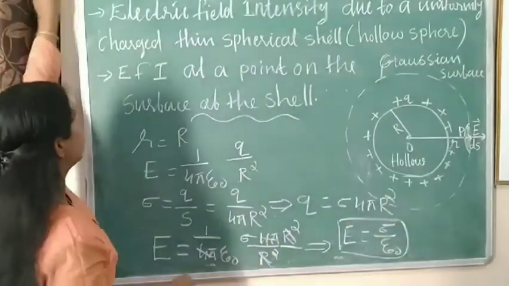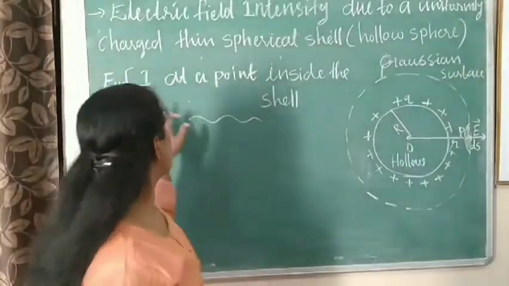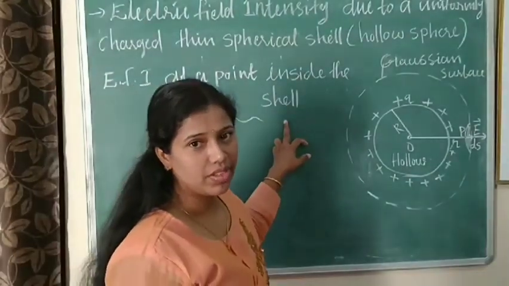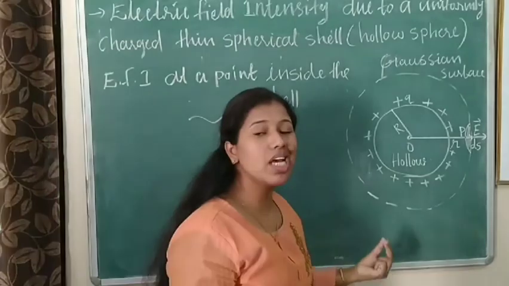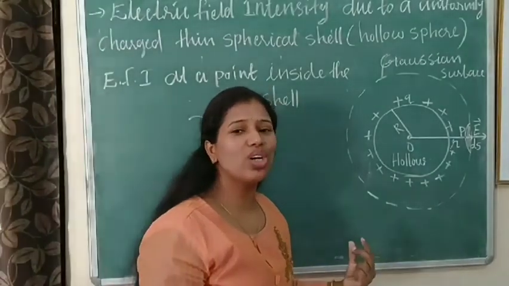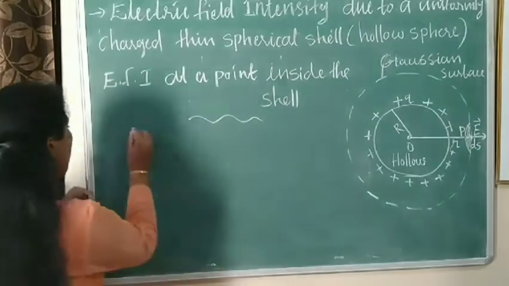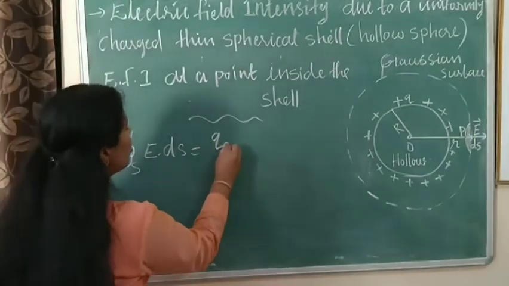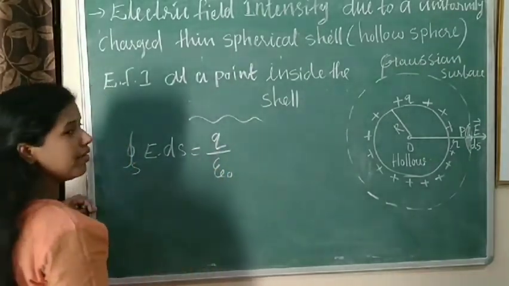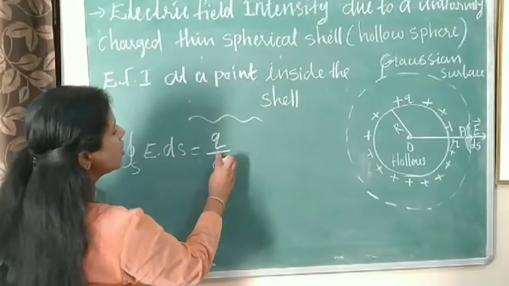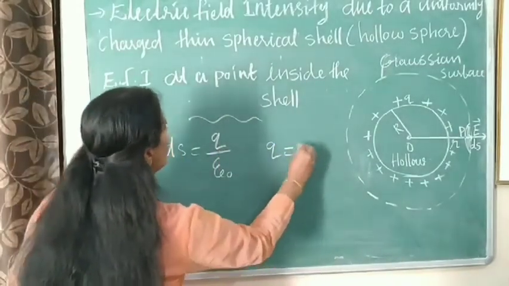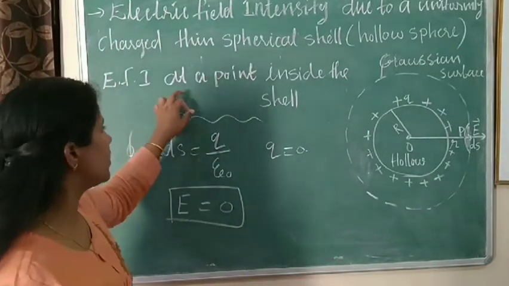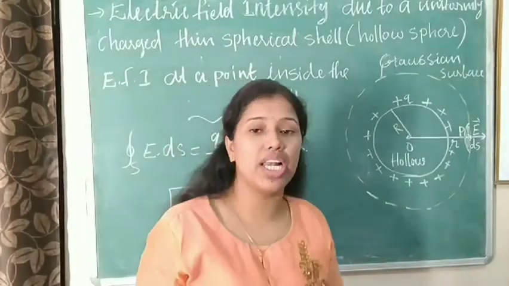Next is the third and last case, electric field intensity at a point inside the shell. We know that it is a Gaussian surface. Inside the shell, charge is equal to 0. Then we can use Gauss theorem: closed surface integral E dot ds is equal to q by epsilon naught. No doubt here q is equal to 0, therefore E is equal to 0. Electric field intensity at a point inside the shell is 0.